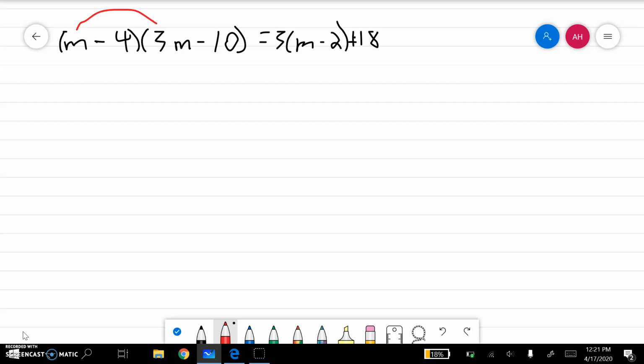So we have 3m squared minus 10m minus 12m plus 40.